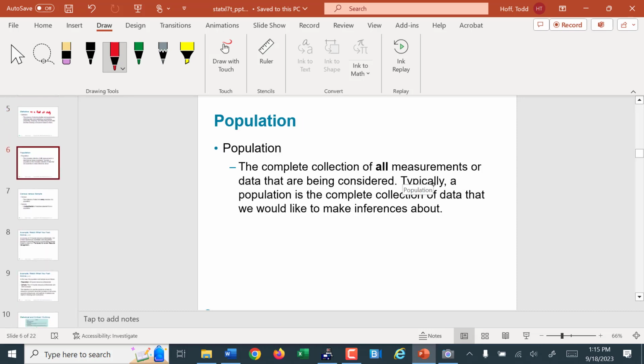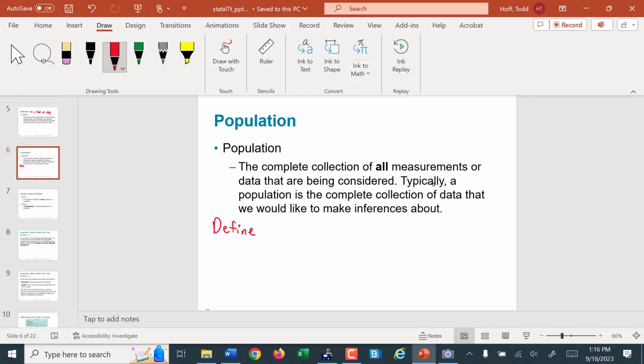So population. Now this is very important. The population is the complete collection of all measurements and data being considered. Now some textbooks will word this as a population is the complete collection of all items that we want to learn about. And so those two definitions kind of merge together, but it's the whole group. And typically it's the group that we want to make a decision or some sort of conclusion about. But we have to be careful because it can be difficult to define a population.